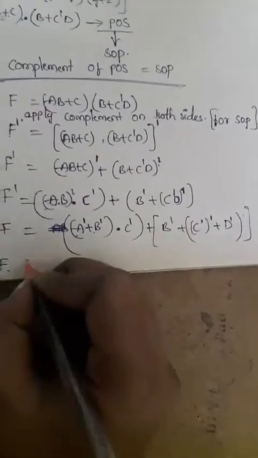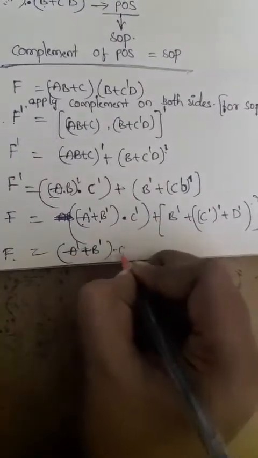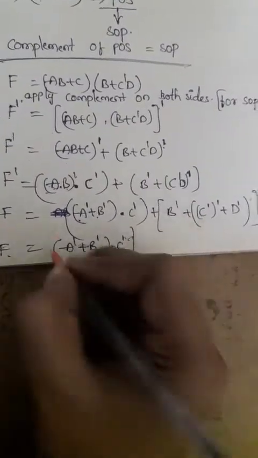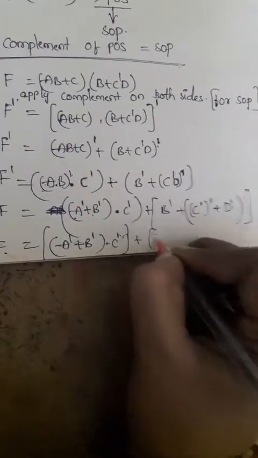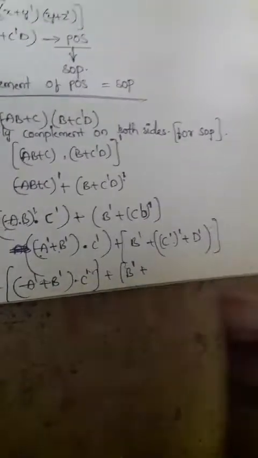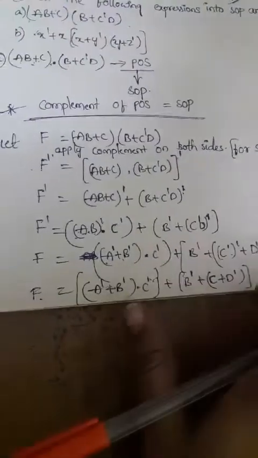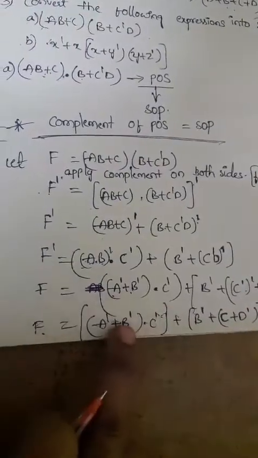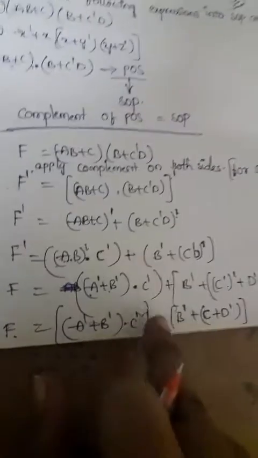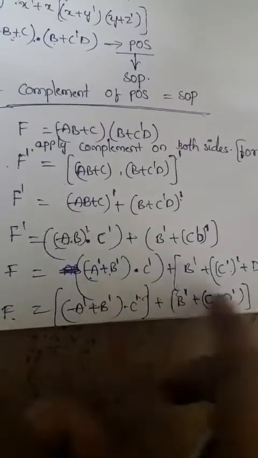So finally the expression becomes F equals (A complement plus B complement) into C complement plus (B complement plus C complement D) whole complement. For any variable, the double complement is equal to the normal one, we have this rule. So (C plus D complement). Okay, so this is the sum of product. Just check, is it in SOP expression or not? Sum of product, so here we have the product terms.